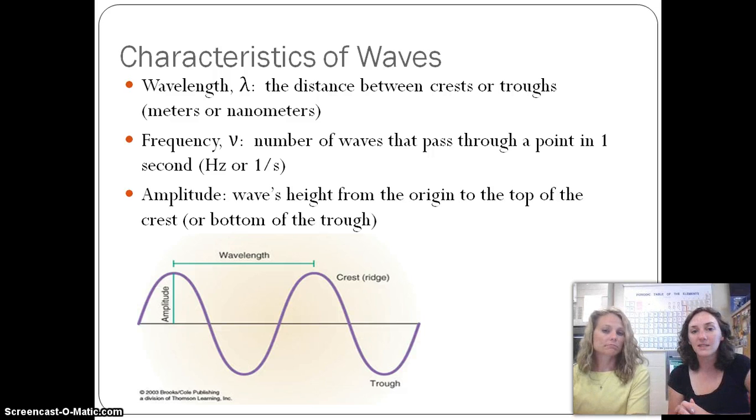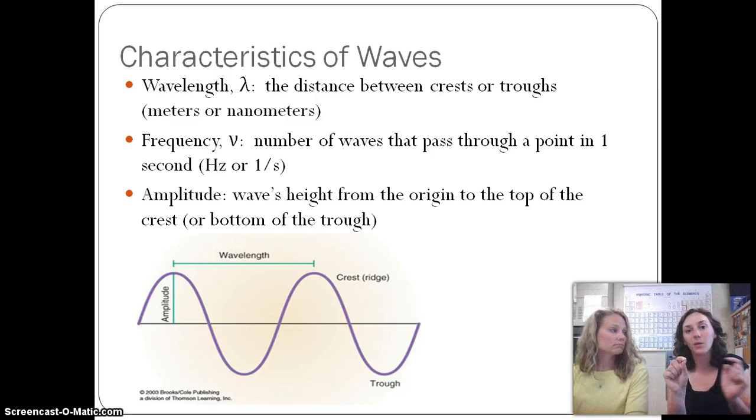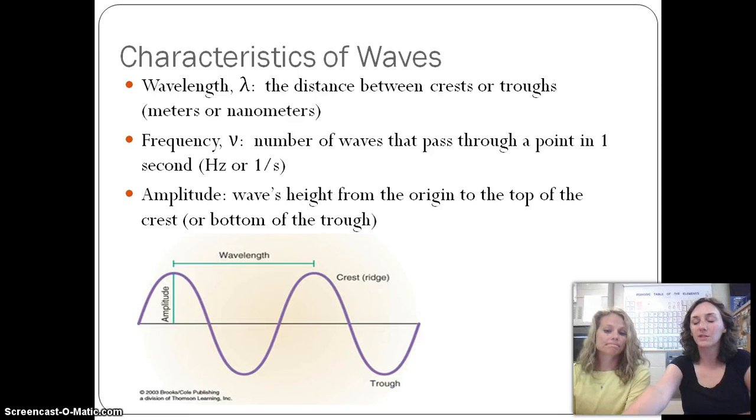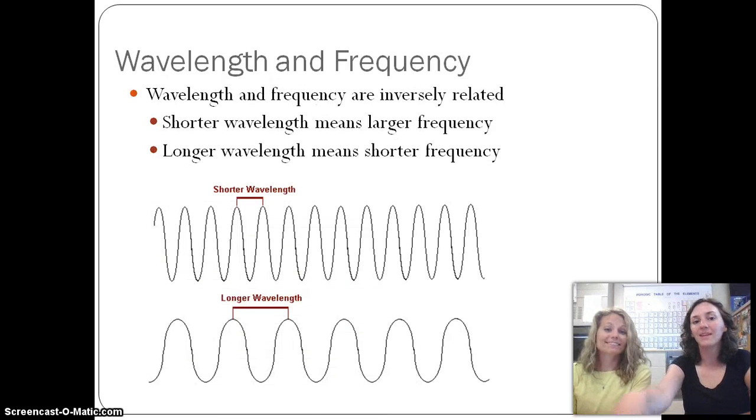So if you were staring at a particular point and you're watching waves come through, you're seeing how many go through in 1 second. Now the amplitude is going to be the wave's height from the origin, or the center of the wave, to the top of the crest or bottom of the trough. So it will be the exact same for the crest or for the trough. If you take physics, you'll learn all about this.